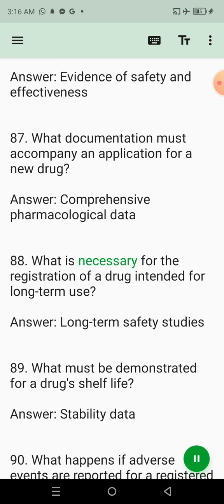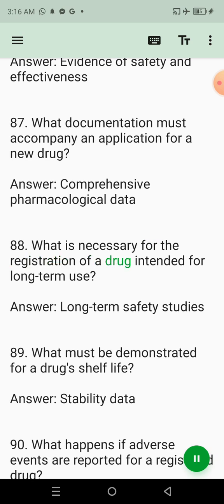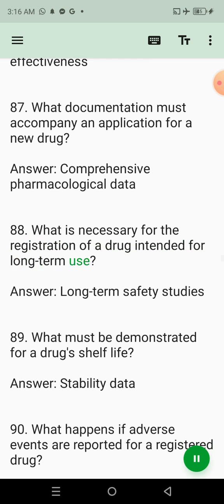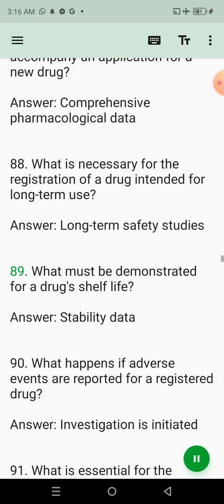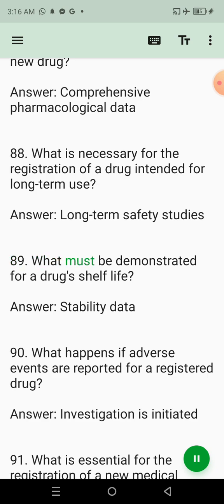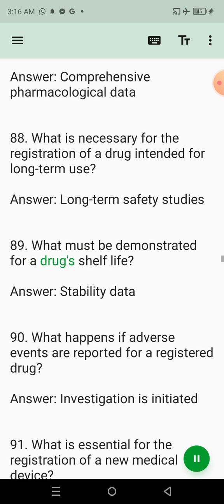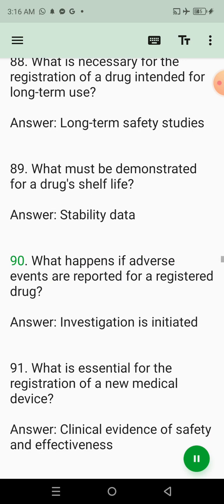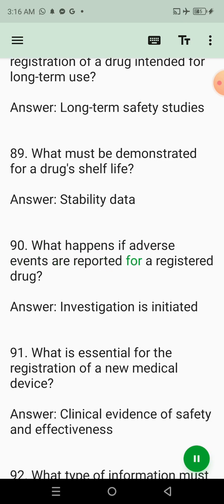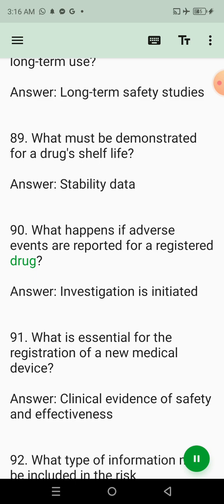What is necessary for the registration of a drug intended for long-term use? Answer: long-term safety studies. 89. What must be demonstrated for a drug's shelf life? Answer: stability data. 90. What happens if adverse events are reported for a registered drug?